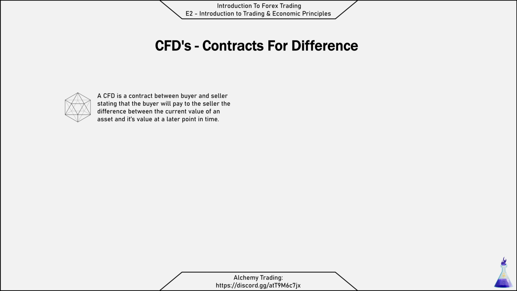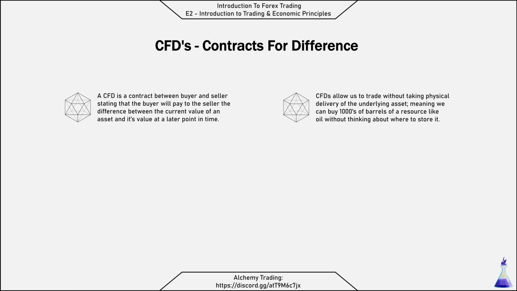A very popular financial product which we use here at Alchemy Trading is the contract for difference, better known as a CFD. A CFD is a contract between a buyer and a seller, stipulating that the buyer will pay to the seller the difference between the current value of an asset and its value at a later point in time. CFDs are very useful because they allow us to trade without taking physical delivery of the underlying asset. What this means is that we can go ahead and buy several thousand barrels of oil without having to worry about where we're going to put them.